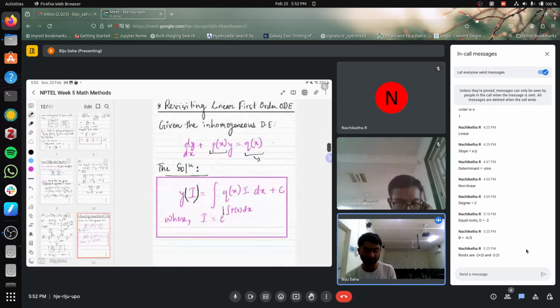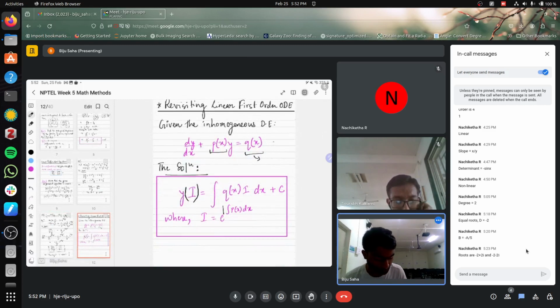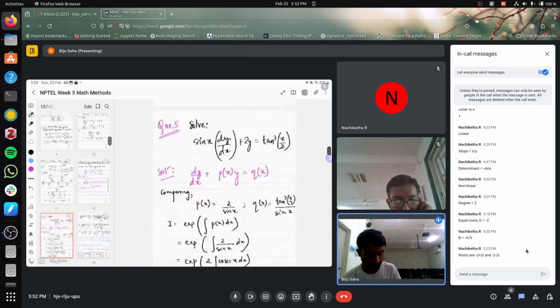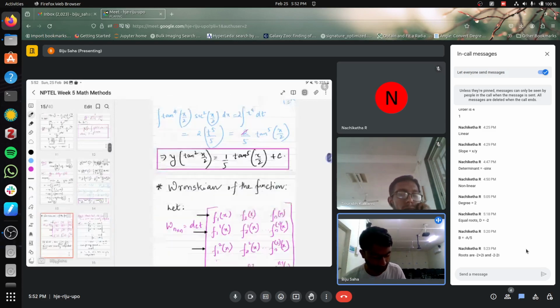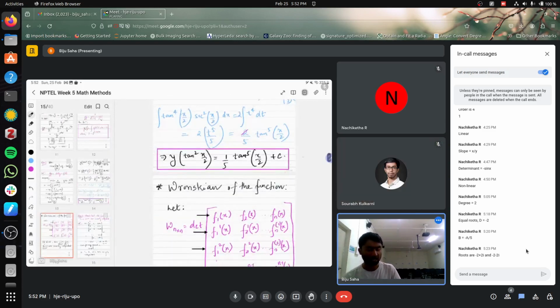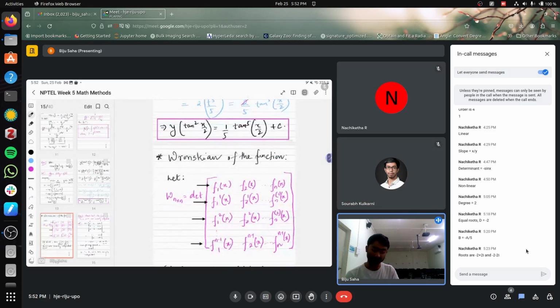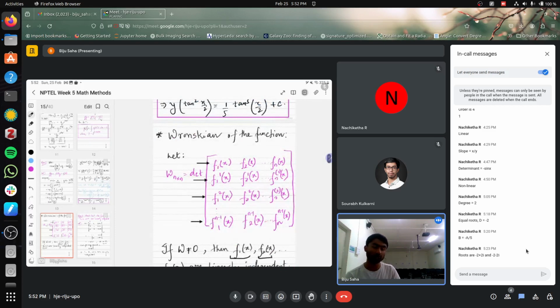Then we started with solving the linear first order differential equation. So this is how we solved. We found the integrating factor and so on, and went on to solve the differential equation. And the next topic was using the Wronskian to know the linear independence of a set of functions.